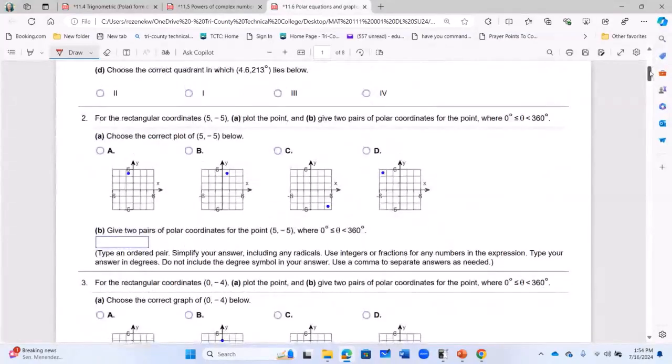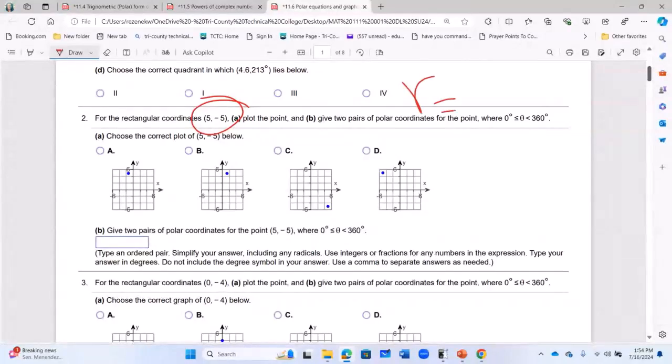For the rectangular coordinate 5, -5, plot the point. Before we plot the point, well, we can plot it, but later on. Give 2 pairs of polar coordinates for the point. So they want us to convert this. First of all, convert that angle. So we need to know the R.